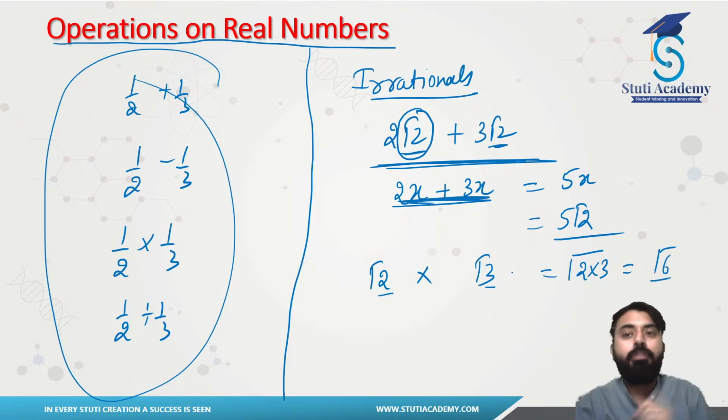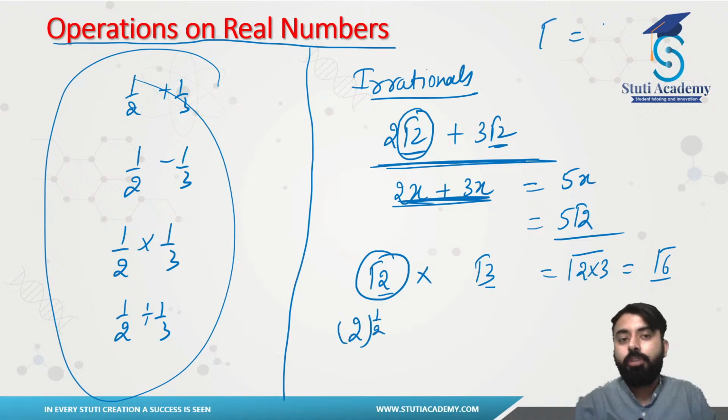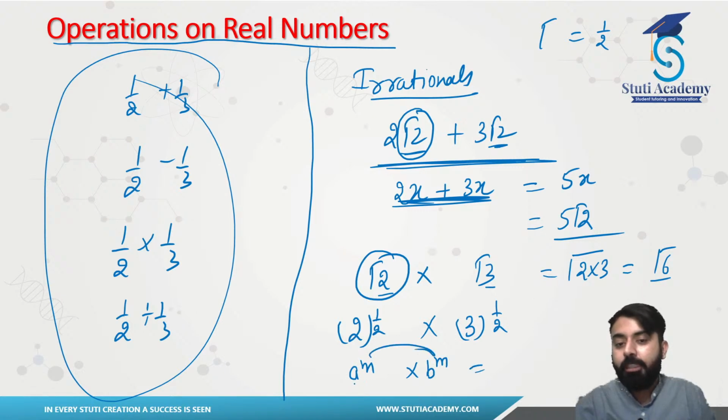Reason being, if you can recall your exponential powers from your earlier class, you guys remember this can be written like this, 2 raised to power 1 by 2, because actually square root is equal to 1 by 2 power. So that is 1 by 2, and it should be multiplied with 3 raised to power 1 by 2. Now guys remember, a raised to power m multiplied by b raised to power m. If the powers are same and the bases are in multiplication, power will be written once, bases will be multiplied. So that is what I have done here.